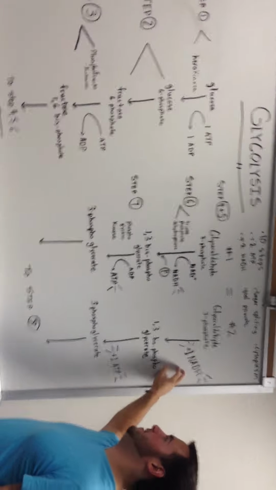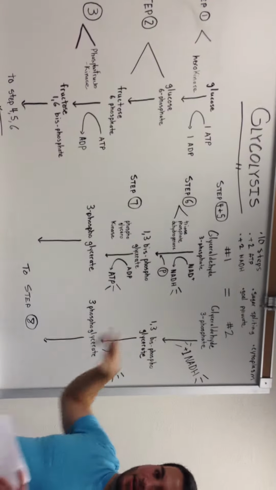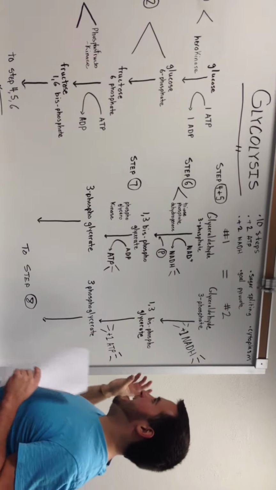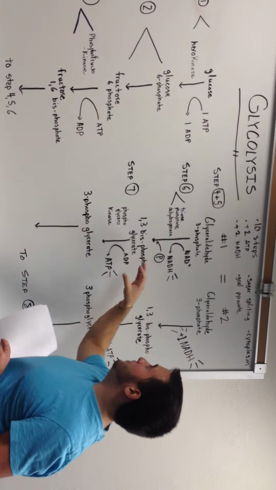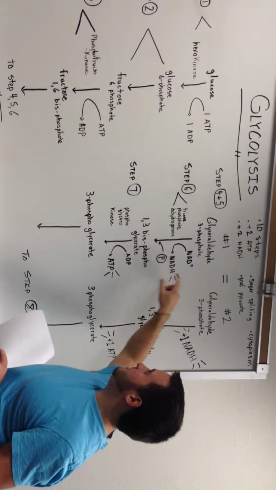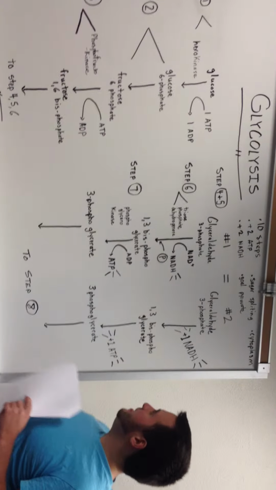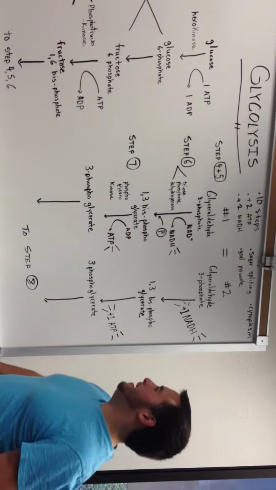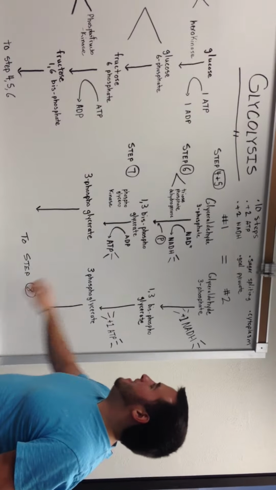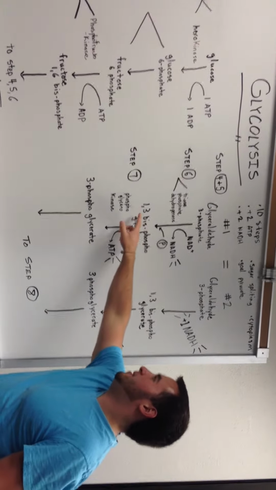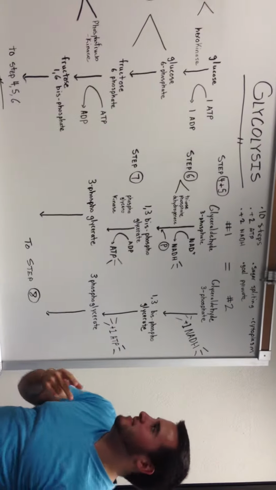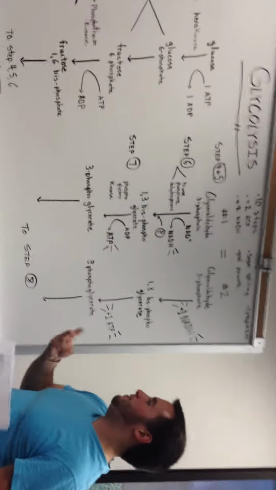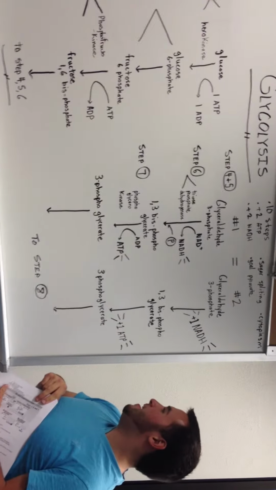Also during this phase, there's inorganic phosphate floating around in the cytoplasm. This phosphate attaches to this glyceraldehyde 3-phosphate, and that's where you get the bis in step 7. So you have 2 phosphates on that molecule again, kind of like you had earlier.